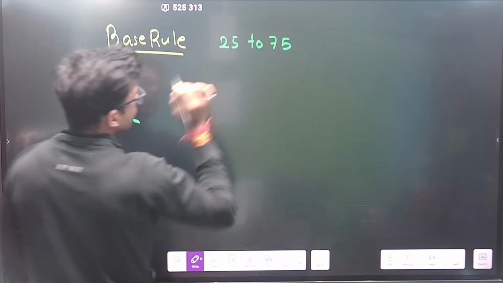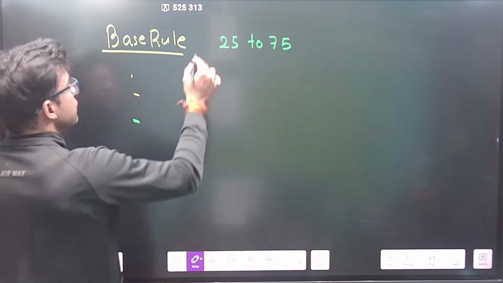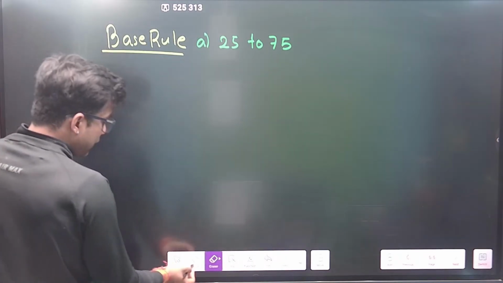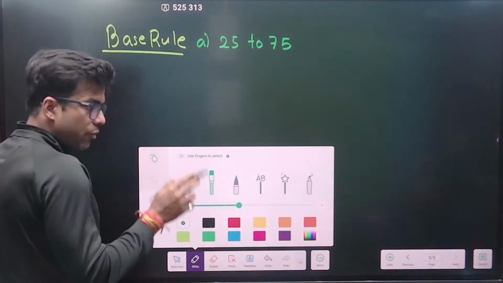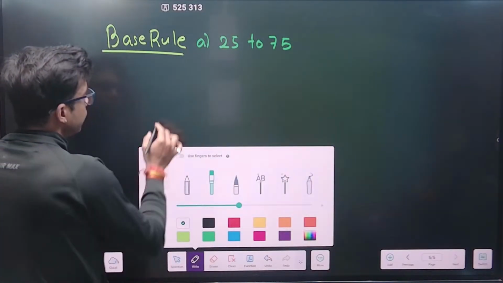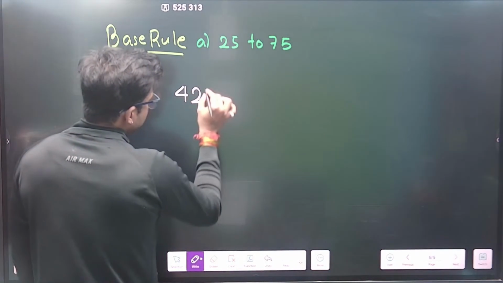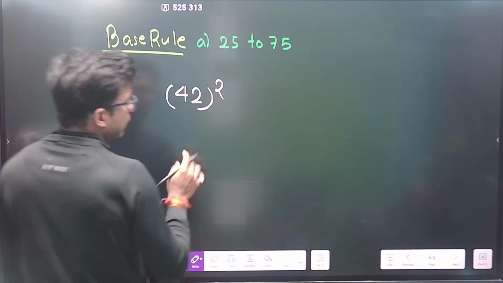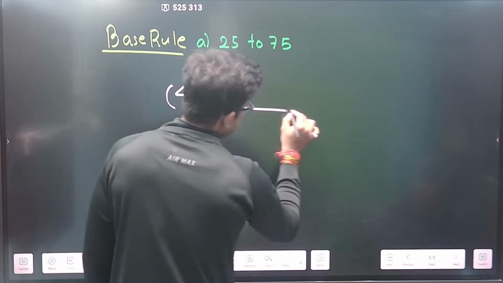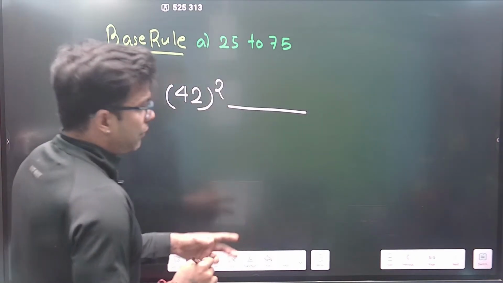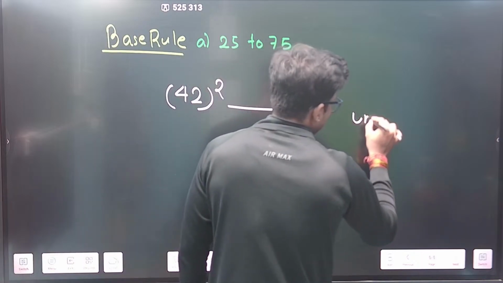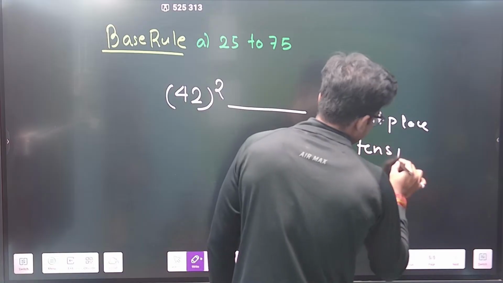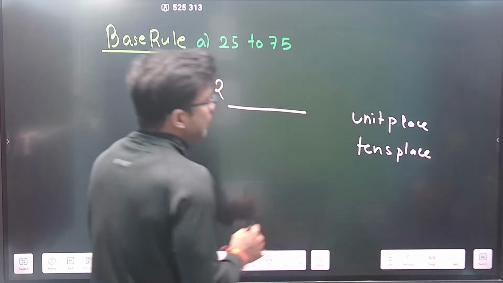Okay, first breaking point. Let's understand this first breaking point, which is from 25 to 75. Now, what is the rule? Let me make you understand. Suppose you want to figure out the square of 42. Write down 42 ka square. Always remember, we have a unit place and a tens place. Basically, now see what happens.